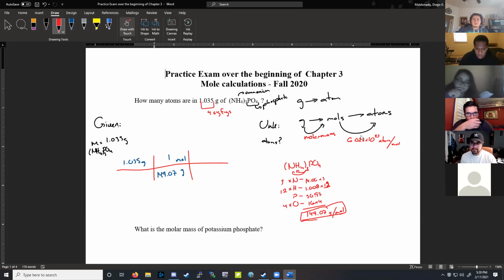Okay, so where do I put my units? You put Avogadro's number on the top, and then you put 1 mole on the bottom. Yeah, exactly. That's correct. 6.022 times 10 to the 23rd atoms.